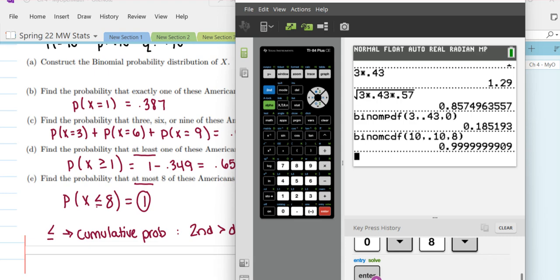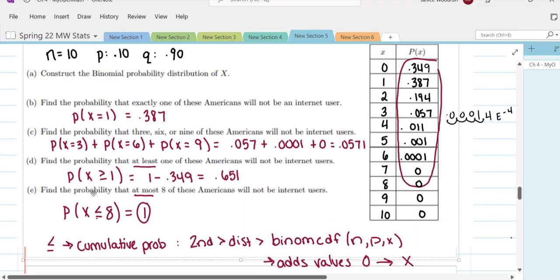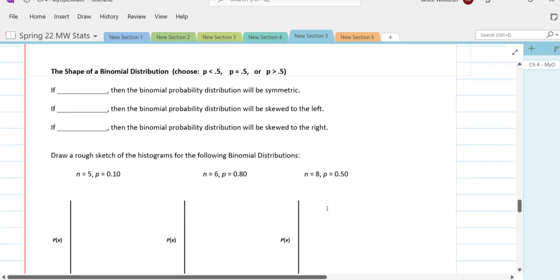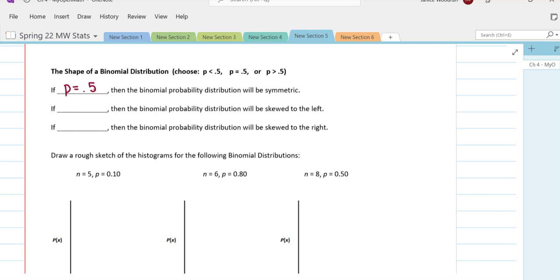All right, last thing before we do some practice, and then I'll come around and help you guys with your calculators, is the shape of a binomial distribution. So just maybe some homework questions. Depending on the probability, if the probability is exactly 50%, then it's going to be symmetrical, so it'll be normal. So if p equals 0.5, the binomial distribution will be symmetric. If it is greater than 0.5, it's going to be skewed left. And if it's less than 0.5, it'll be skewed right.